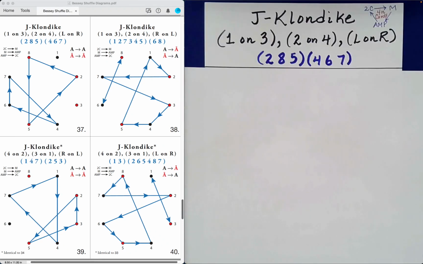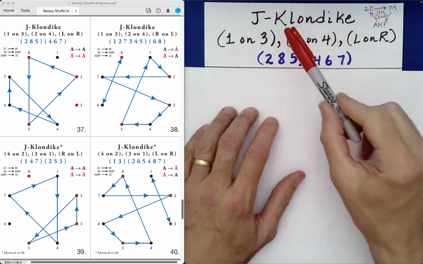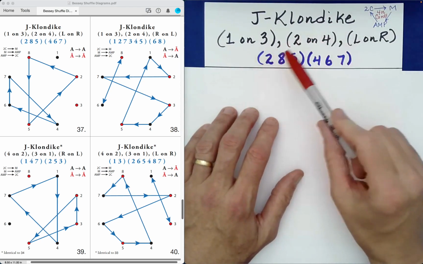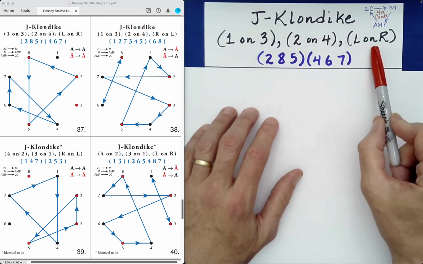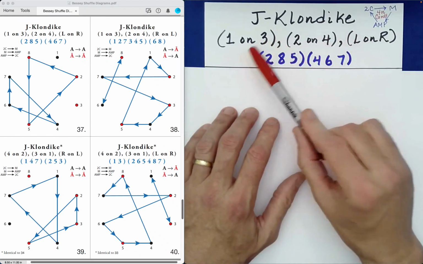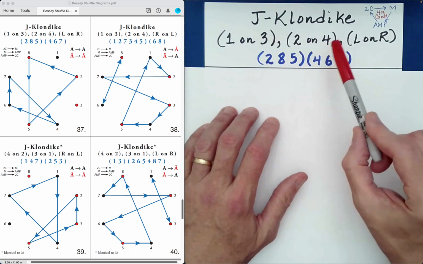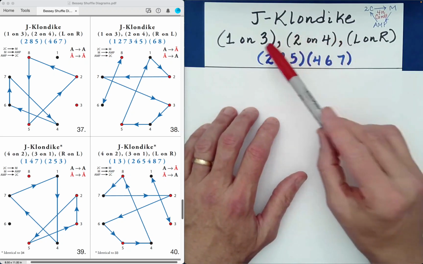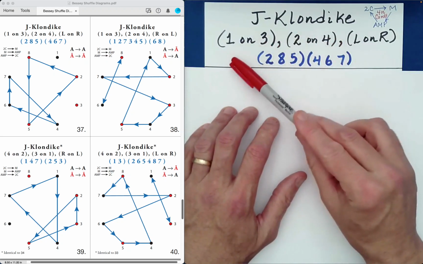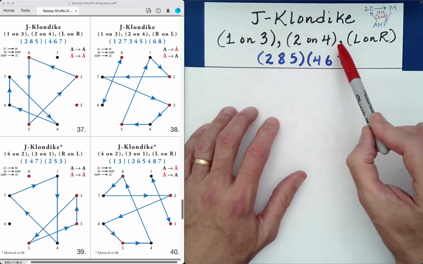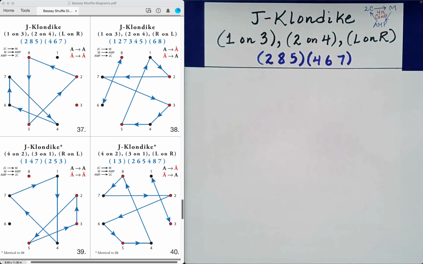Our first Bessey shuffle today is Shuffle 37, which is a judicious Klondike shuffling with a special stacking of the four piles. You may recognize this stacking as something that I've called leapfrog stacking, because one pile is leaping over its neighbor to land on the next pile. So let's go ahead and demonstrate this shuffle.